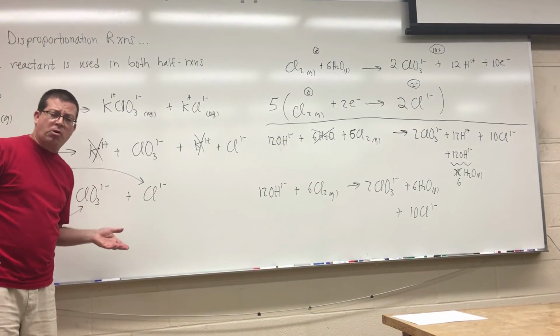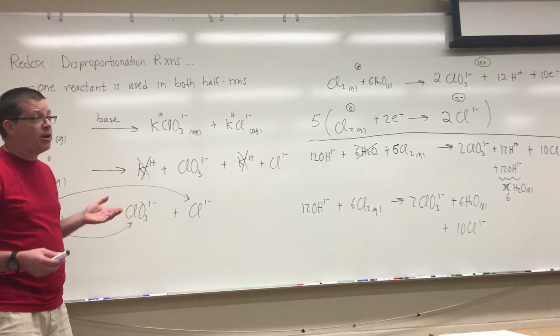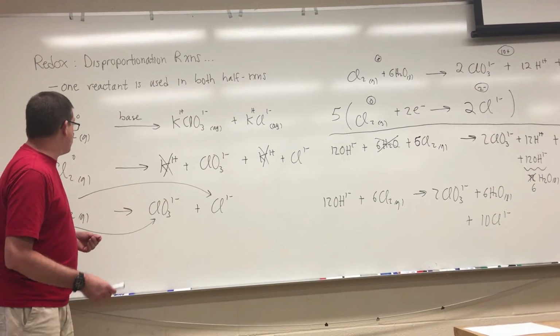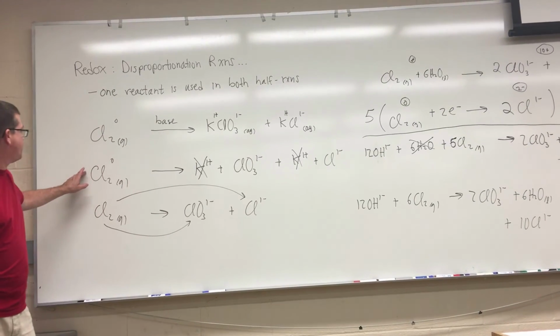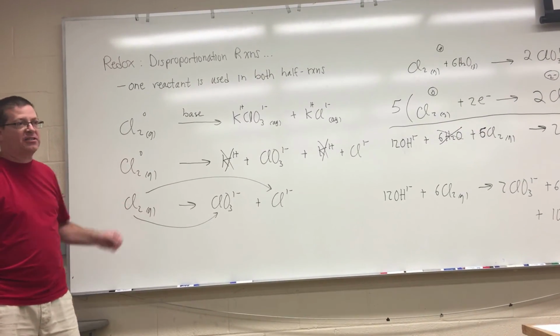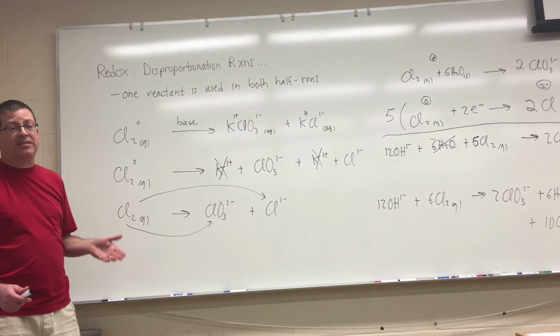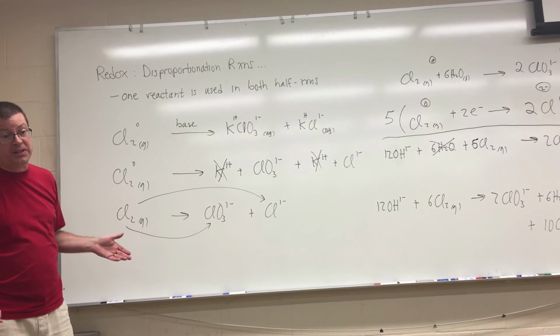So again, a disproportionation reaction works exactly the same way as any other redox reaction. The one thing we note here, since we're working from the standpoint of just one reactant, is we can say that the chlorine gas is both oxidized and reduced. That also means it's both the oxidizing agent and the reducing agent.